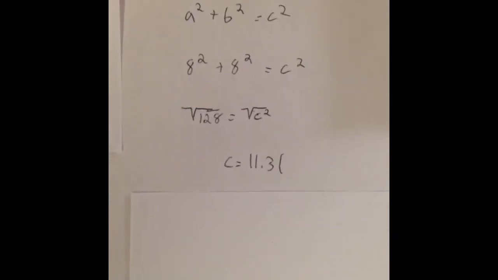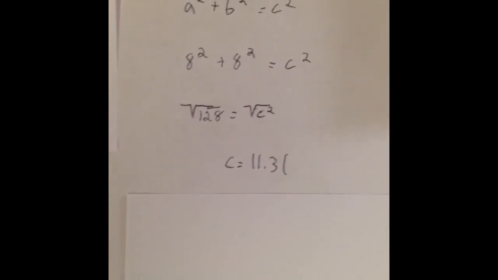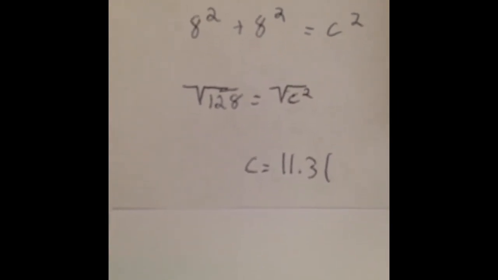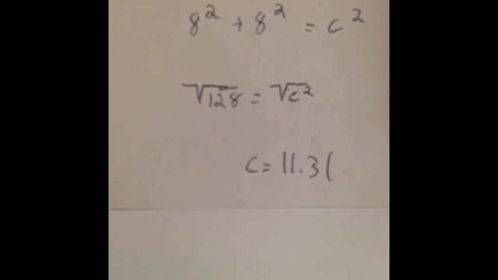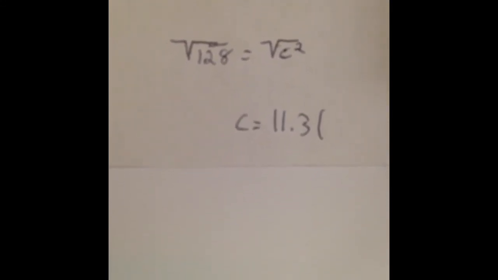I'm assuming the most common misconception is that when most people get 128 equals c squared, or whatever number they have, they forget to square root and actually solve for their answer. That was the same problem I had doing these.